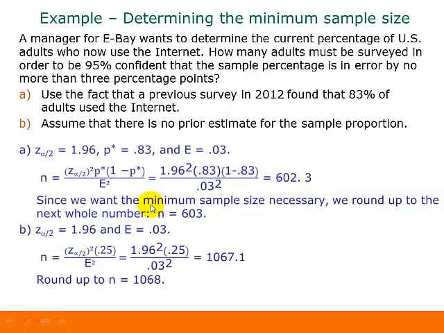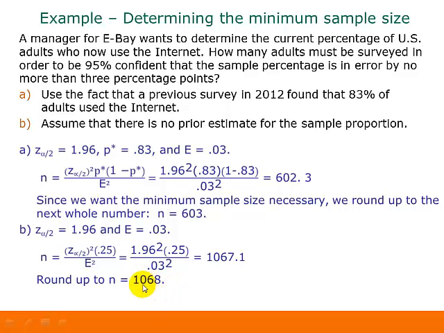Now, since we're looking for our minimum sample size necessary in these problems, we always have to round up to the next whole number. So we would round up from 602.3 up to 603. That's the minimum sample size necessary using this prior estimate for p hat. Now in part B, if we assume we don't have a prior estimate, we're going to use the other formula. So we would have our 1.96 squared times 0.25 divided by 0.03 squared. This one gives us 1067.1, which we would round up to 1068.